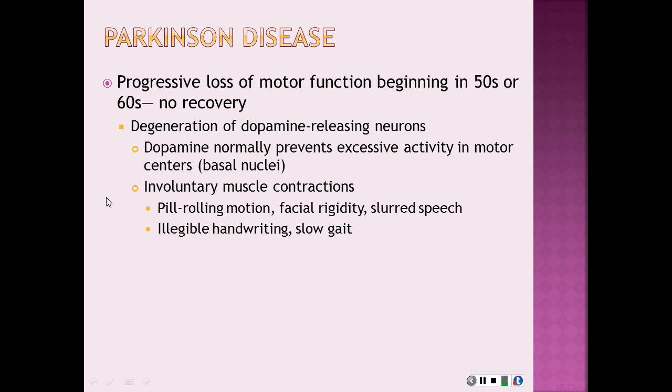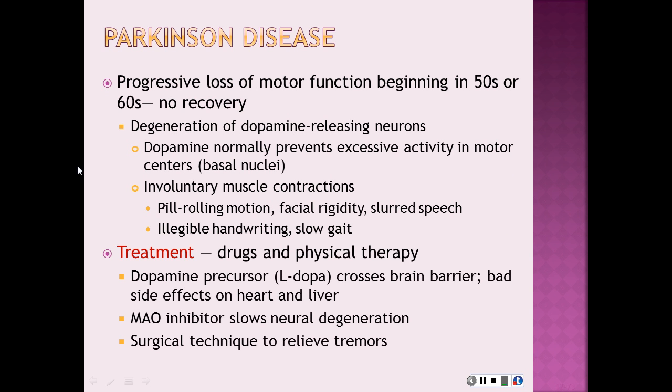This is caused from the degeneration of the dopamine-releasing neurons. Now, dopamine normally prevents excessive activity in the motor centers. We have involuntary muscle contractions. That's where you have the shaking. Hands are constantly shaking, slurred speech, facial rigidity. Of course, their handwriting is not legible.